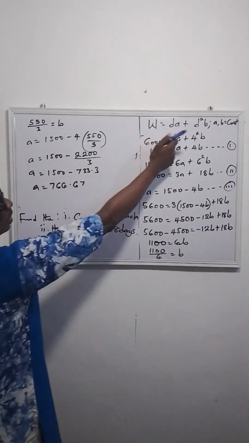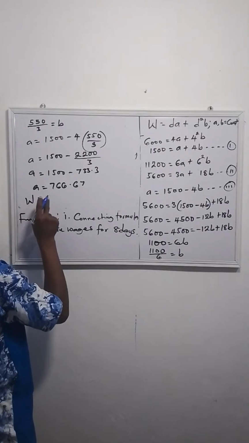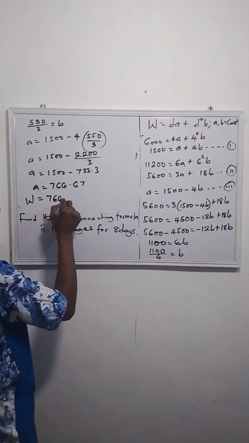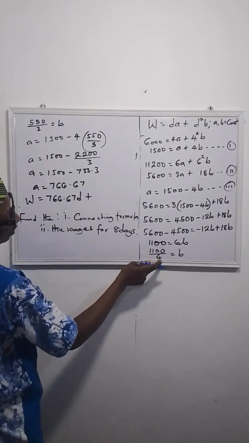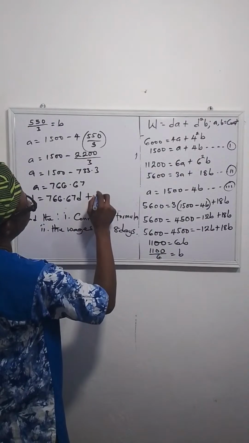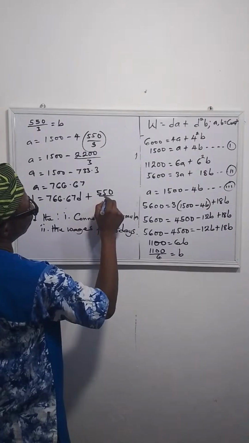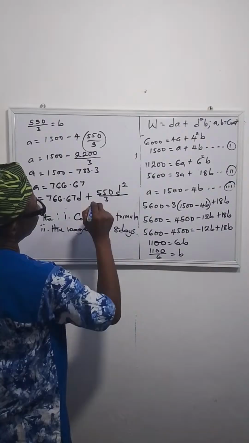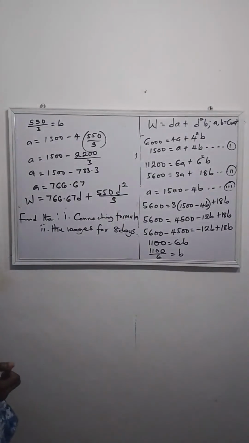It's going to just come here and plug in the values of A and B. So we have W equals to A, which is 766.67 D, plus what is B? B is 550 over 3, this D square. You can write it this way. So this is going to be the connecting formula.